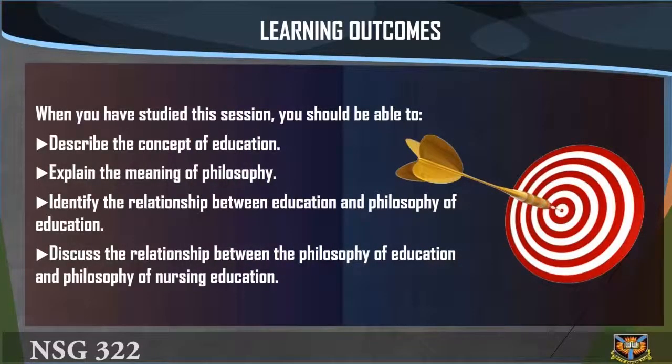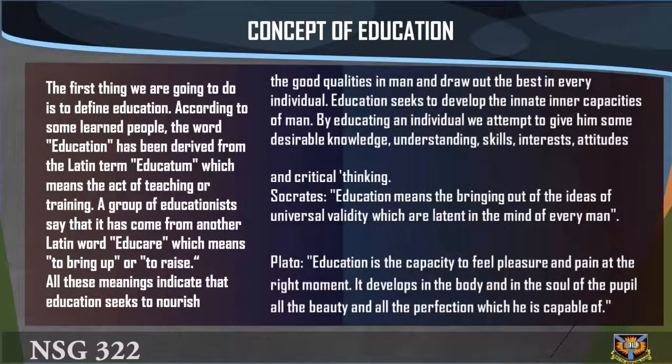Learning outcomes. When you have studied this section, you should be able to describe the concept of education, explain the meaning of philosophy, identify the relationship between education and philosophy of education, discuss the relationship between the philosophy of education and philosophy of nursing education.